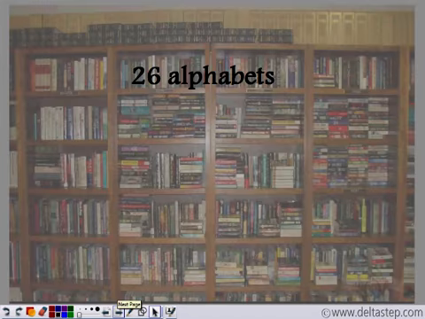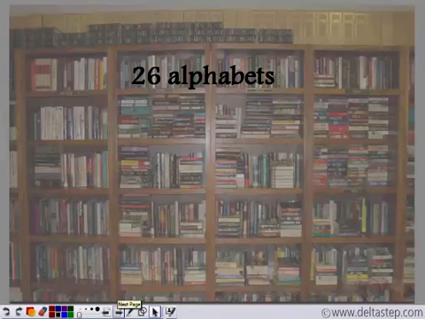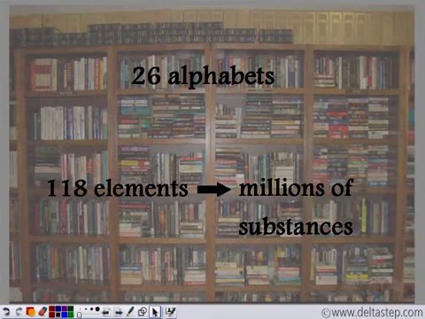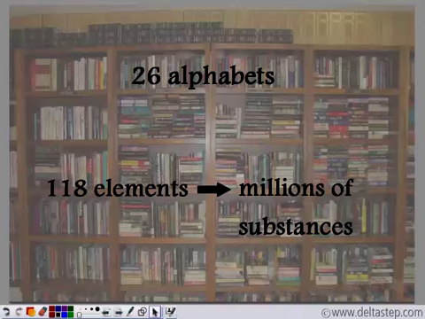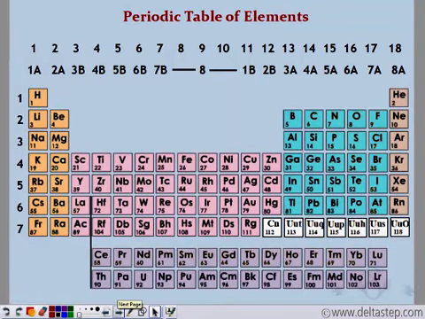Like 26 alphabets make up millions of libraries all over the world, these 118 elements make up millions of substances. So it's very important to organize these 118 elements well. This is where the modern periodic table comes into picture. It organizes these 118 elements in a very proper and systematic manner. Let's study some of their merits.